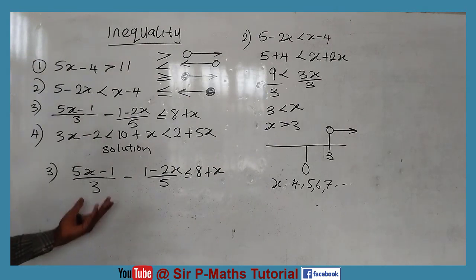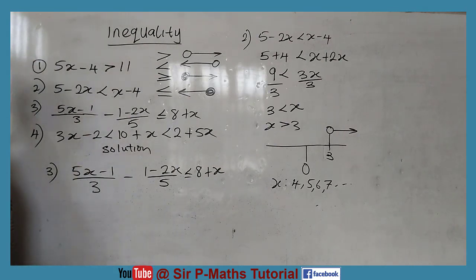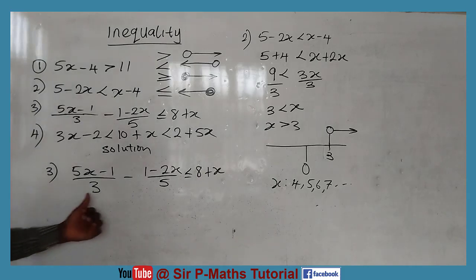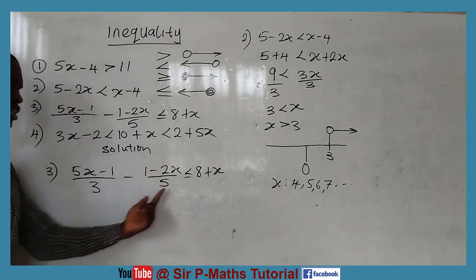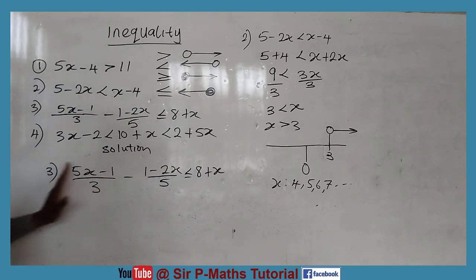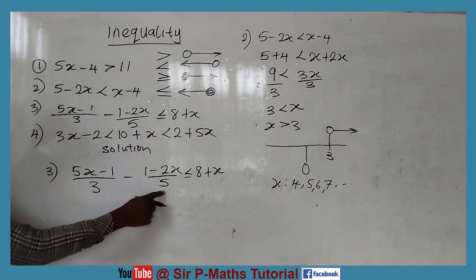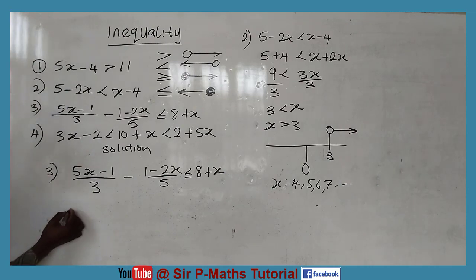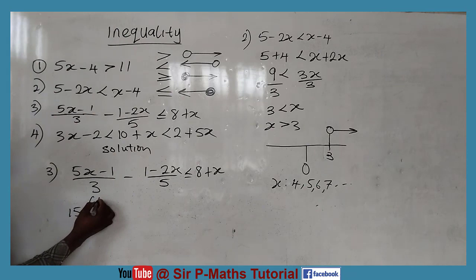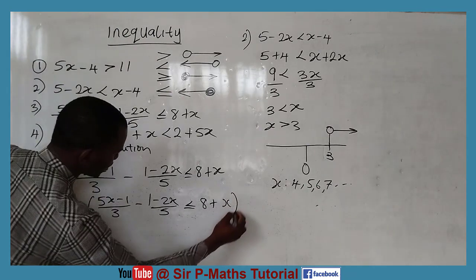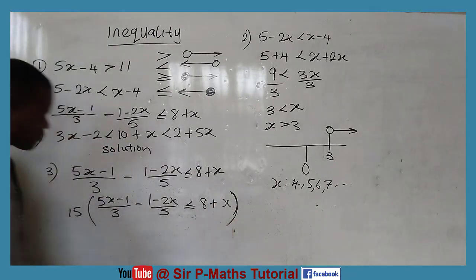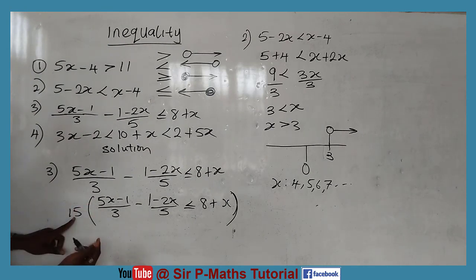Now, whenever I have an algebraic fraction, the first thing I do is to eliminate the fraction. How do I achieve that? Use the LCM of the denominators to multiply through. What does that mean? The LCM here is 15 because 3 and 5 can divide 15 without remainder. Put it outside, open a bracket, and write everything inside. 5x minus x, then close the bracket. If 3 divides 15, I'll have 5.